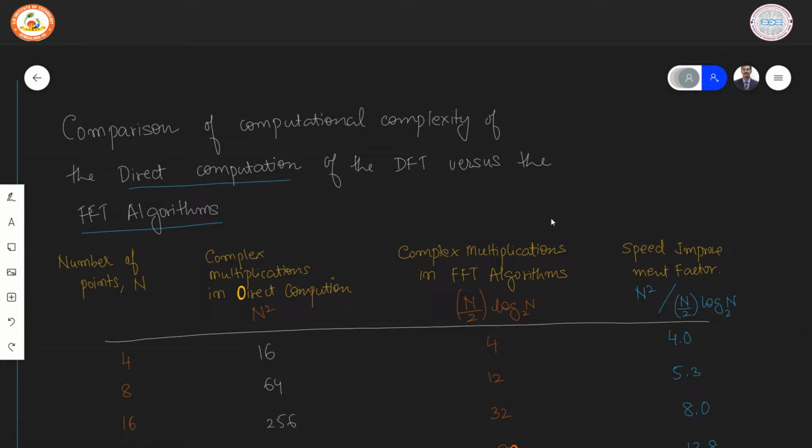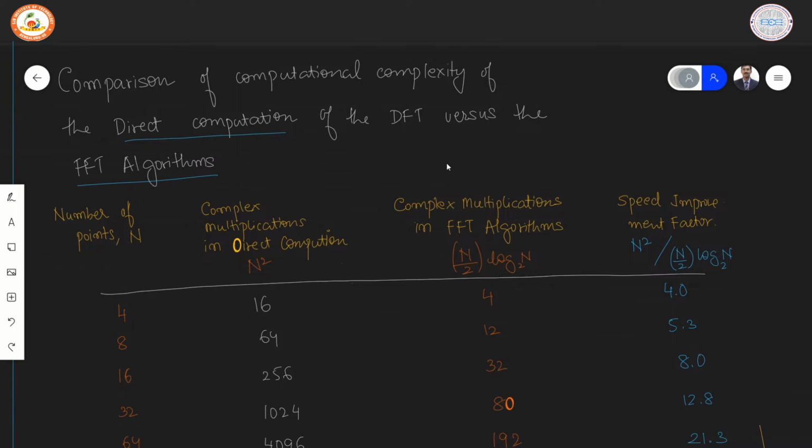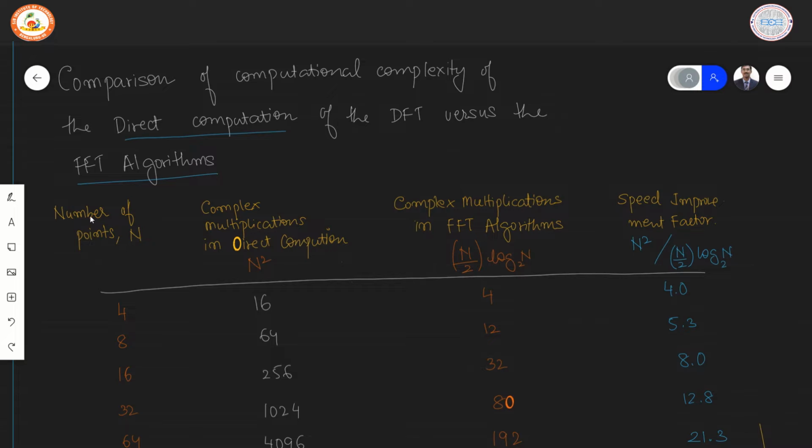Let us discuss the comparison of computational complexity of the direct computation method of DFT versus the FFT algorithms. Here we have listed out the number of points, capital N, complex multiplications in direct computation, which is equal to N square, complex multiplications in FFT algorithms, which is N by 2 times log N to the base 2, and the speed improvement factor, which is the ratio of the two quantities.